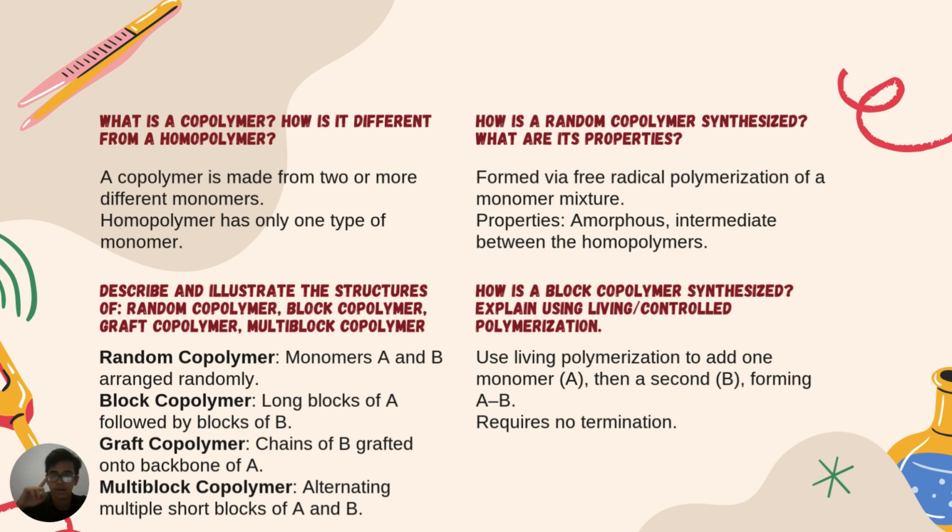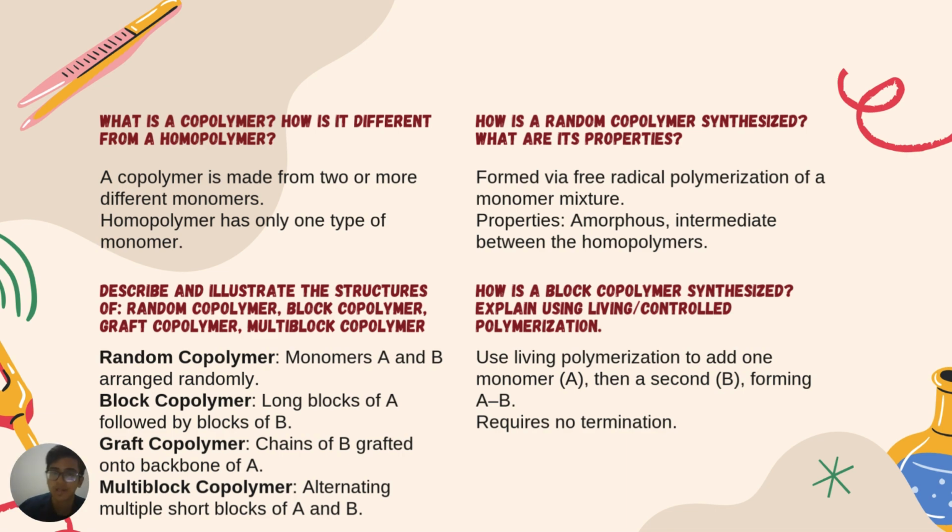And also, the graft polymer is where there are going to be chains of the B polymer, which are grafted onto the backbone of A. This is A, and this is B right on it. And there's a multi-block copolymer, which alternates multiple short blocks of A and B, meaning this is going to be A, B, A, B, A, B. Some say like a pyramid, of course.